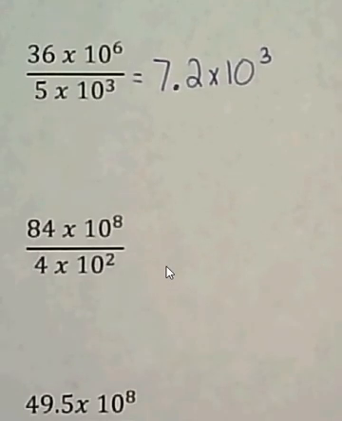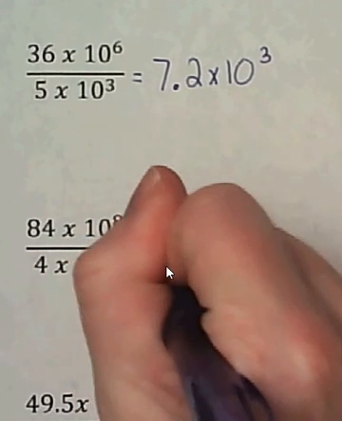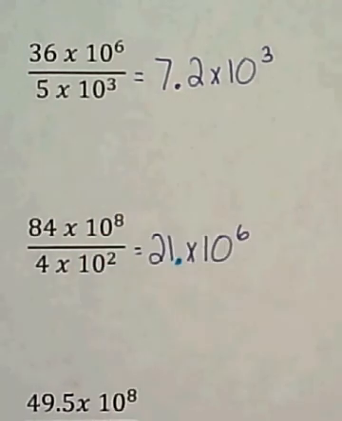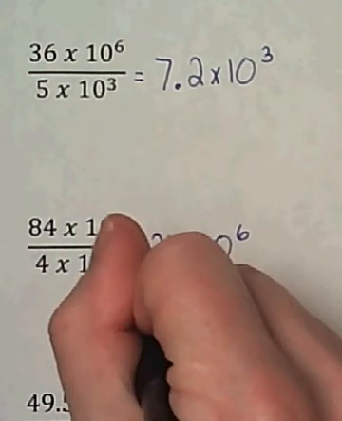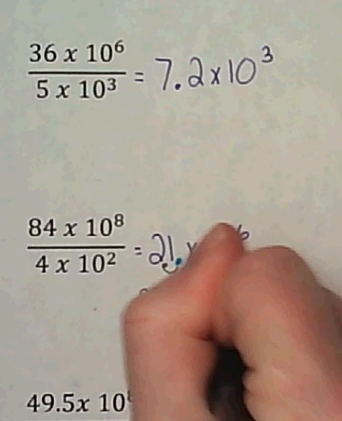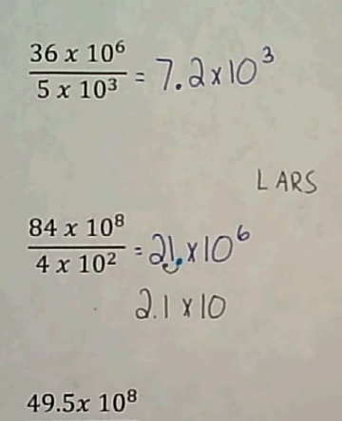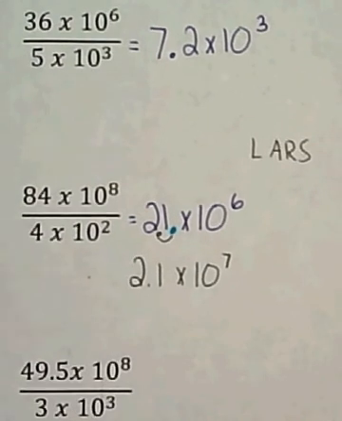Okay, let's try another example. So we have 84 times 10 to the 8th divided by 4 times 10 to the 2nd. So we could do 84 divided by 4, which in this case is 21, times 10 to the 6th. Now that's not proper scientific notation because our decimal is actually right behind the 1, and we only want one number in front of the decimal. So we can move it one time to the left, and we should get 2.1 times 10, just like it. Remember, left, add, right, subtract. Okay, 2.1 times 10 to the 7th.